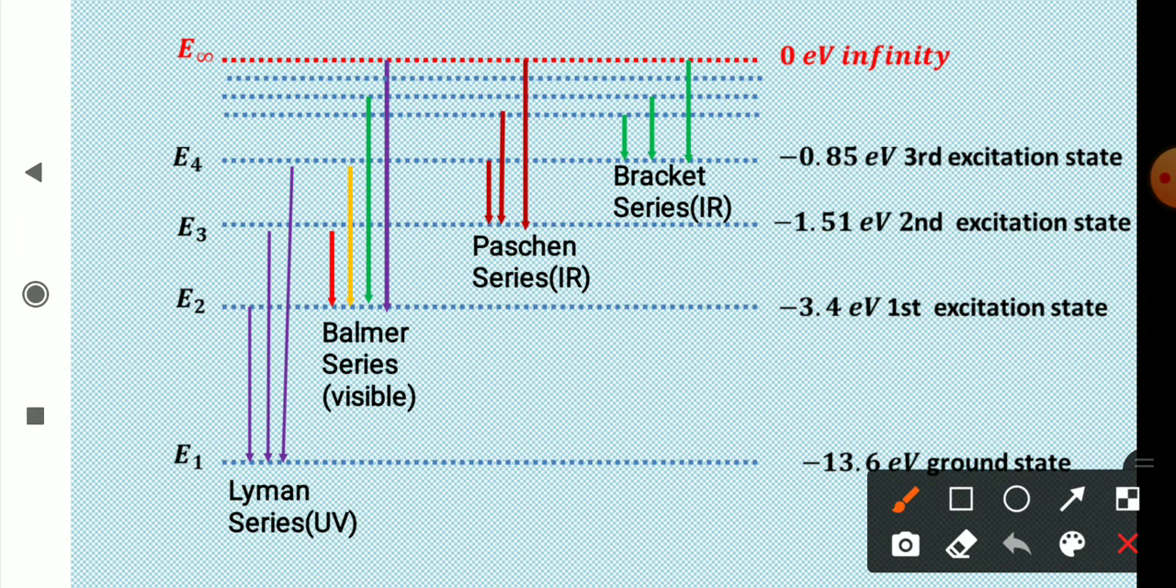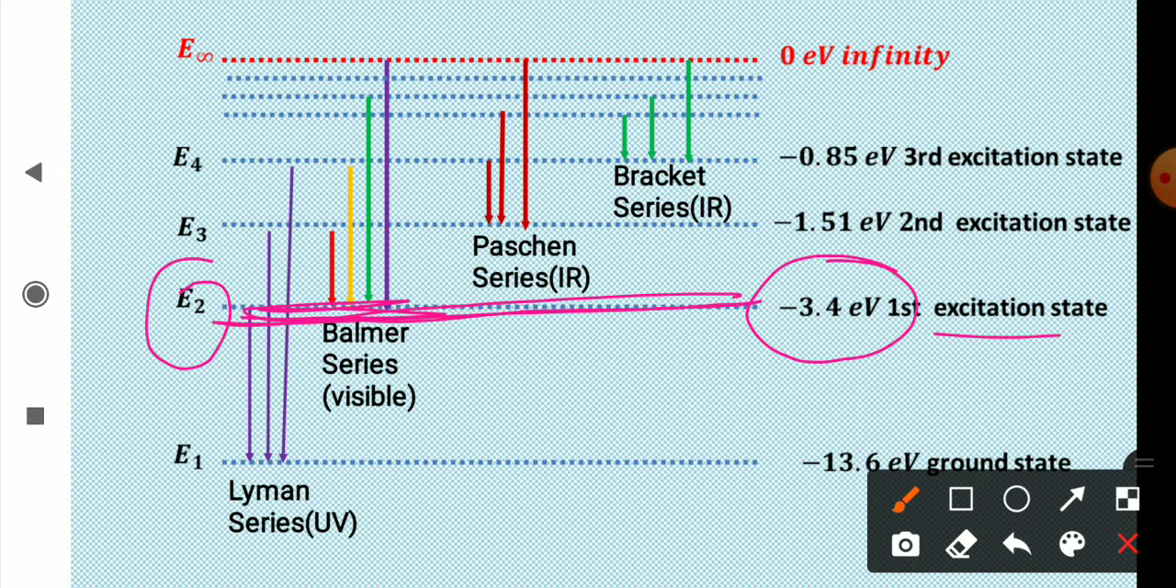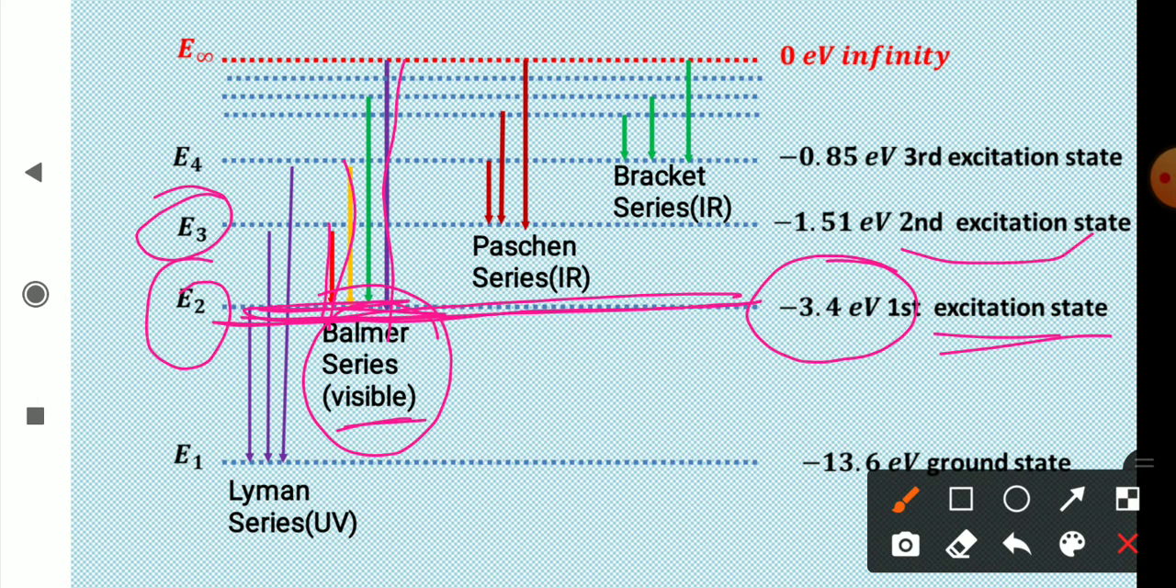And if the electron jumps to this first excitation state, which is E2, and its energy is minus 3.4 electron volt, and electrons are jumping from say E3 to E2, E4 to E2 up to E infinity to E2, then the series that we get is called Balmer series and it lies in visible region. Then if the final state for electrons is E3 or second excitation state, the energy in second excitation state is minus 1.51 electron volt. Then you can see that electrons are jumping from E4 to E3, E5 to E3 up to E infinity to E3.